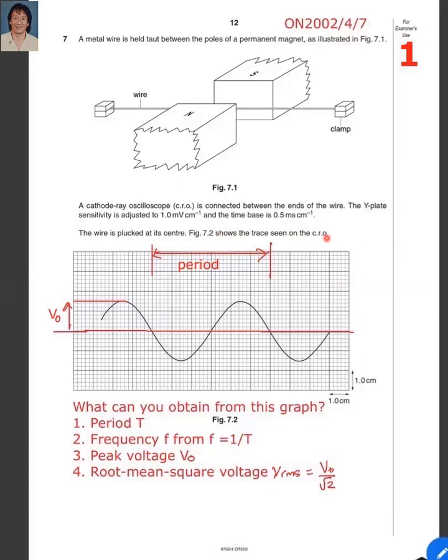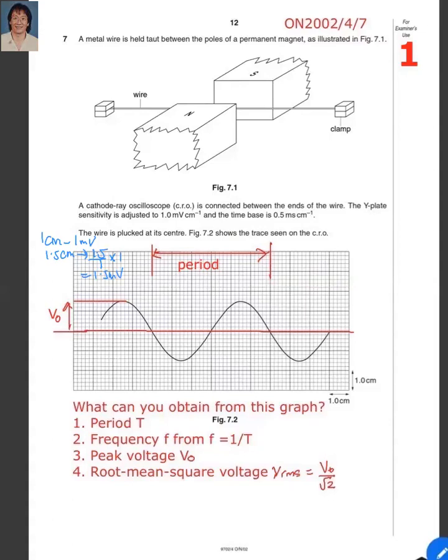Now from this graph, we can find the V0, which is the peak voltage. You can see that the peak voltage is 1.5 centimeter. We know that 1 centimeter vertically is 1 millivolt. So 1.5 centimeter will be 1.5 divided by 1 times 1. This will give you 1.5 millivolt. That means your V0 is 1.5 millivolt.